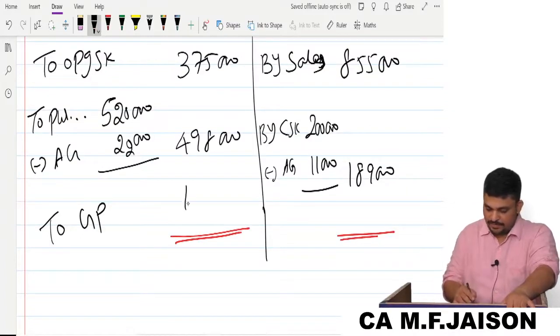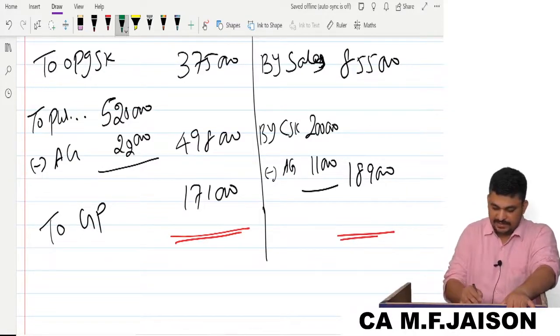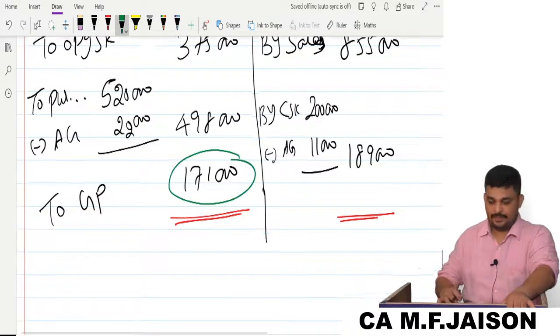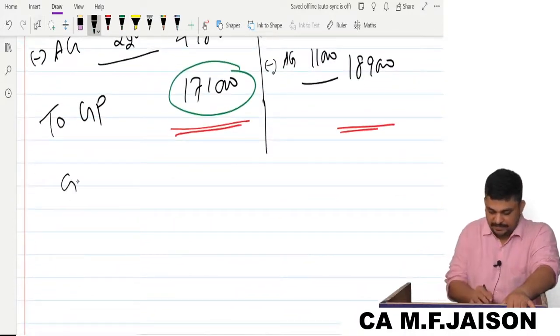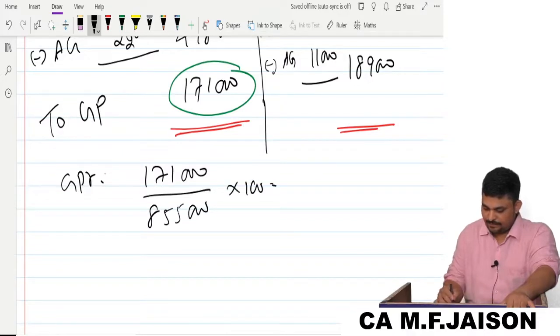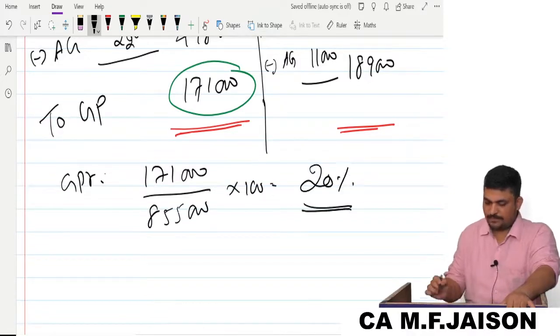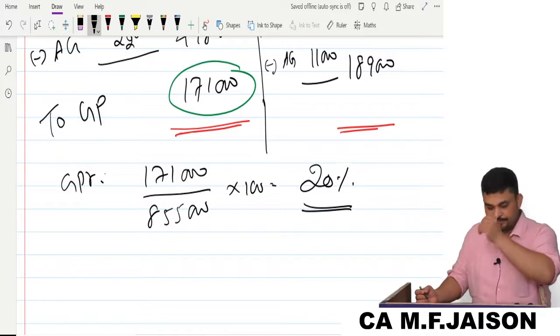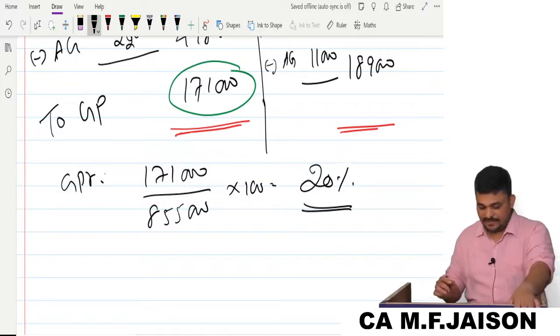1,71,000 is the gross profit. Then we have GPR, which is equal to 1,71,000 divided by 8,55,000 into 100, which is 20%. 20% is the GPR. Understood? So this is how you should be calculating, my dear friend, GPR.